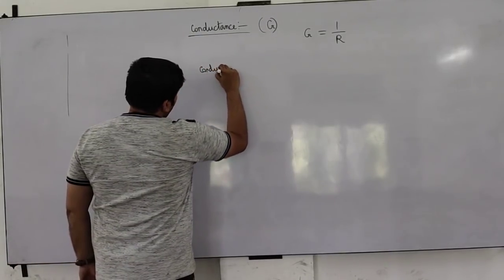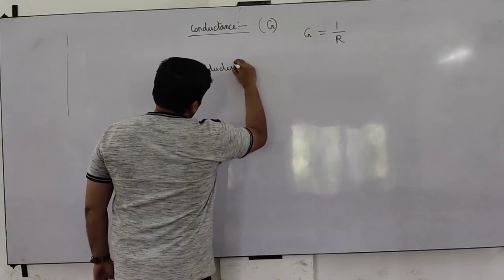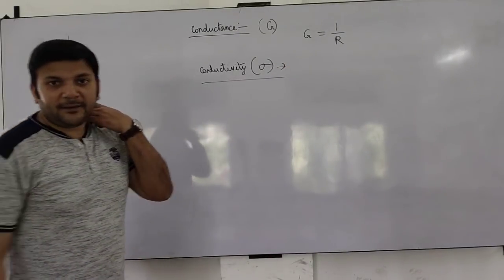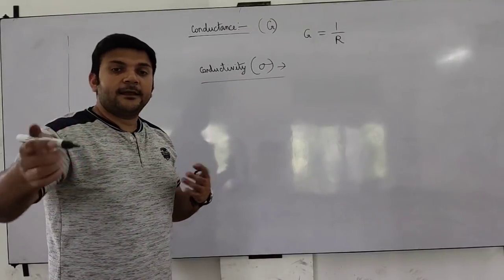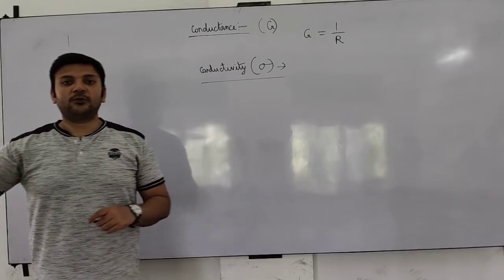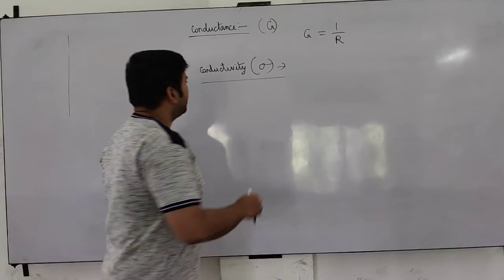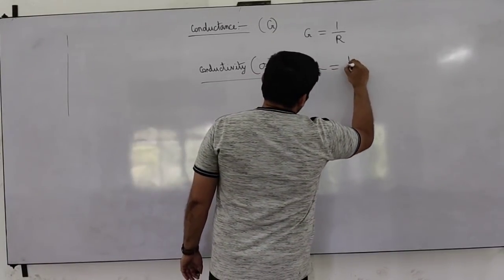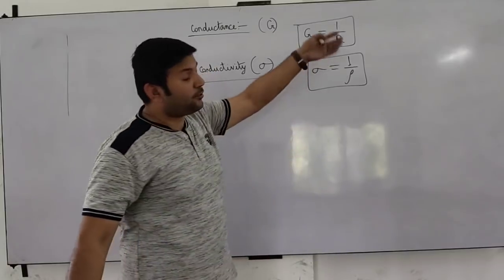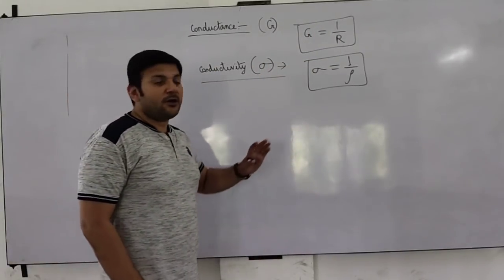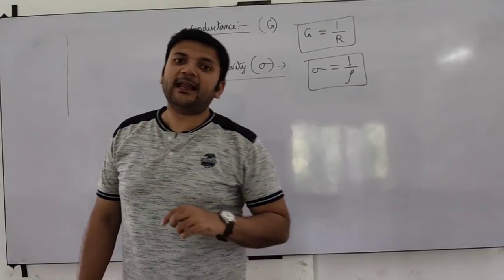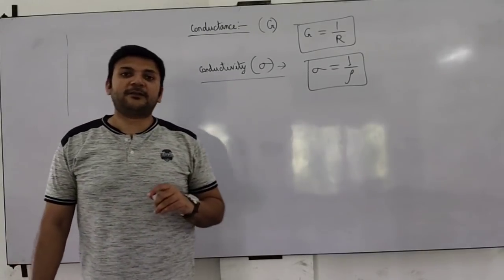Conductivity, sigma. What is conductivity? It is the reciprocal of resistivity. G is equal to 1 by R and sigma is equal to 1 by rho. Here, what is rho? Rho is the resistivity of the material. Okay?